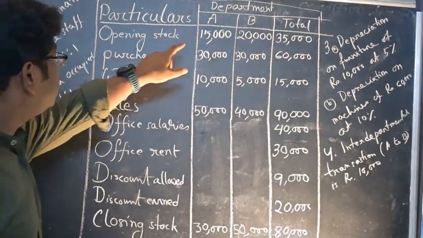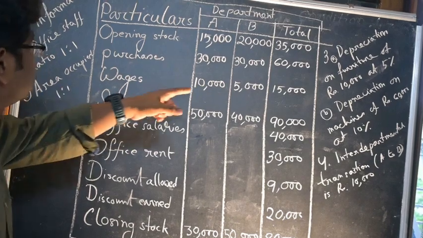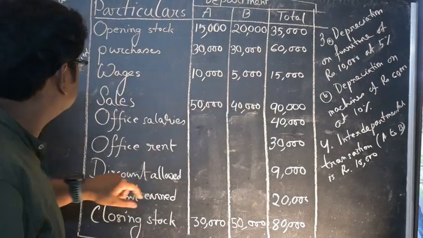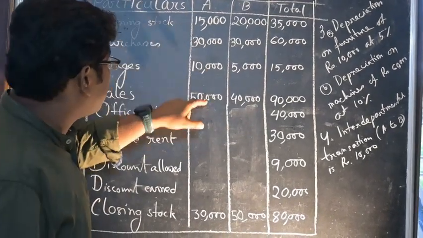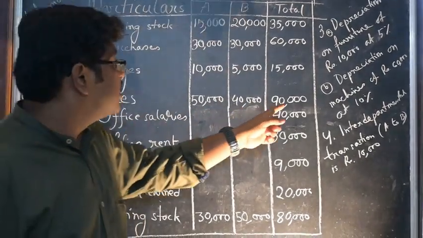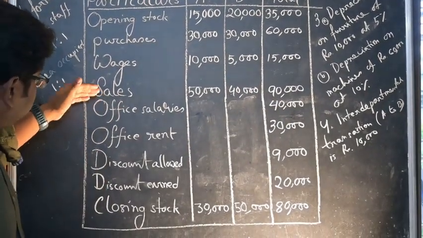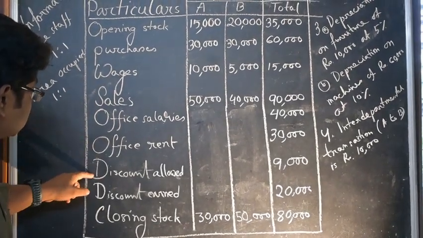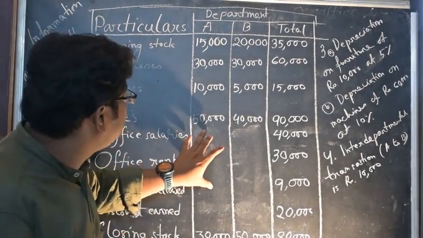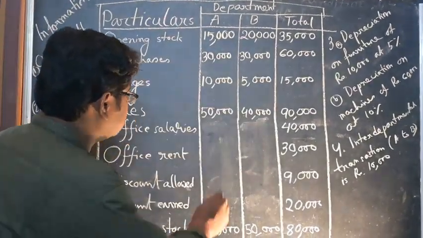And wages for department A is 10,000, and for department B is 5,000. And as a whole, the total of wages is 15,000. Now sales for department A is 50,000, and for department B is 40,000, and the total is 90,000. And now there is another part, for example office salaries, office rent, discount allowed, and discount earned. For these you have no information departmentally. So these are gaps.